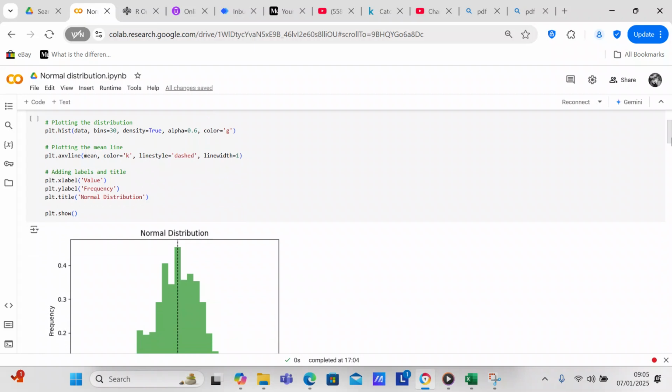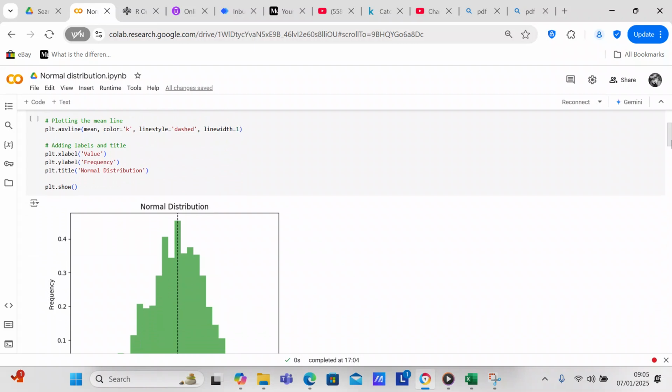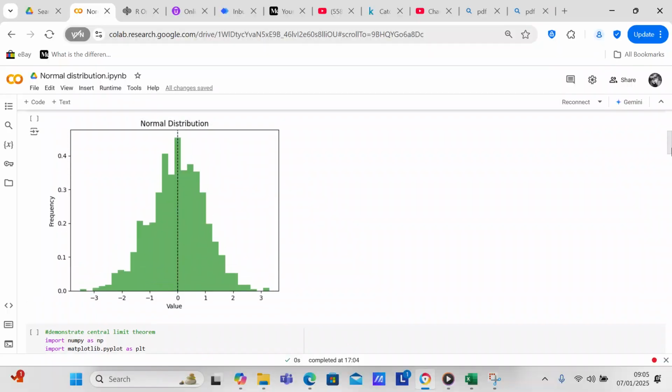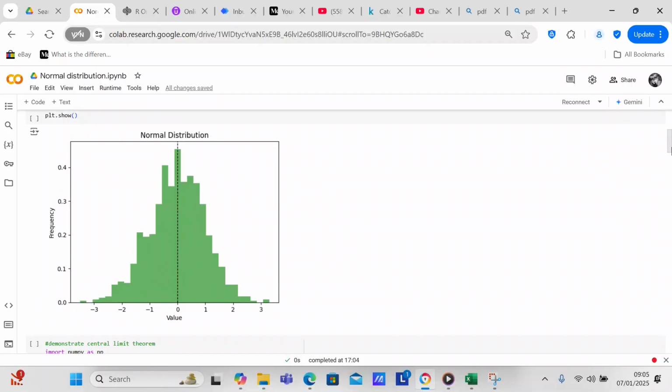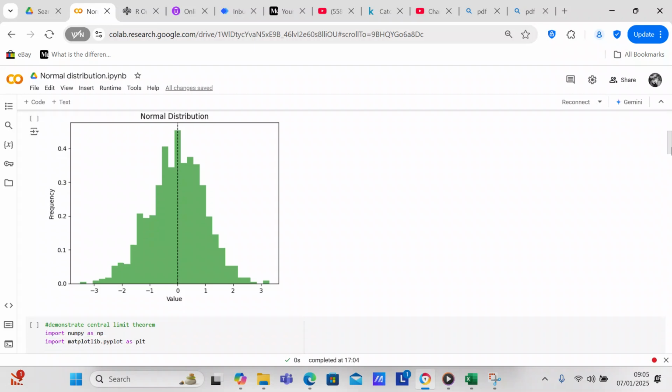And now we're going to add our labels. plt.xlabel is value, plt.ylabel is frequency, and plt.title is normal distribution. And then we're going to plt.show. So now we've got our normal distribution. That's pretty close to what a normal distribution looks like.